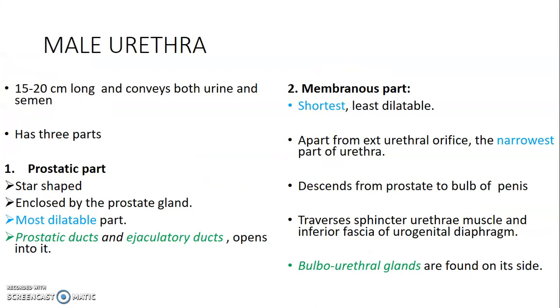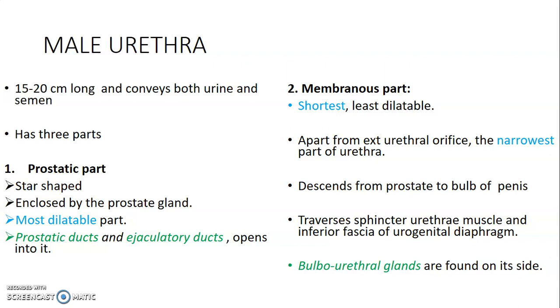Then we go to another structure in the pelvis. We'll discuss the urethra, and basically we'll focus more on the male urethra. Now, the male urethra is 15 to 20 centimeters long, compared to the female, which is usually around 4 centimeters long. So the male urethra is longer, and it conveys both urine and semen. The female urethra usually conveys only urine from the urinary bladder.